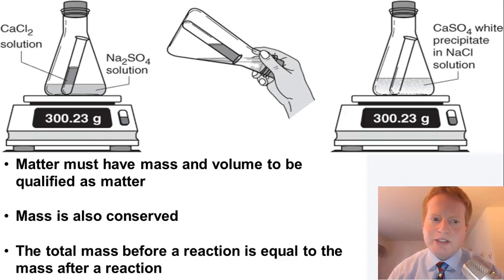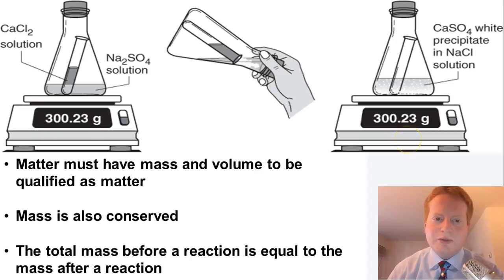In the chemical reaction, we use the same exact atoms. We just rearrange them to make two completely different products, but we use the same exact atoms. So we didn't lose any mass. If this is actually a balance that both flasks are sitting on, here we have 300.23 grams, and here we have 300.23 grams again. So we didn't lose any mass involved in that process because it's conserved.